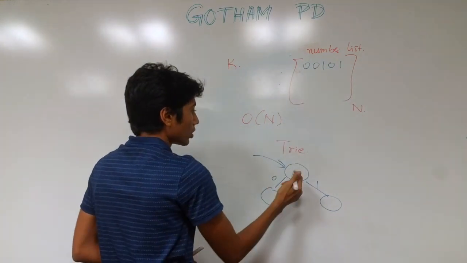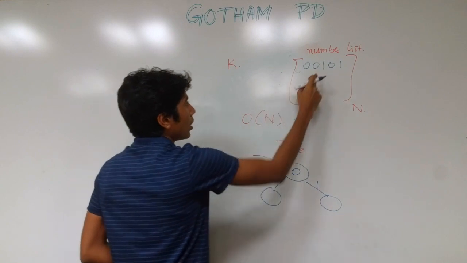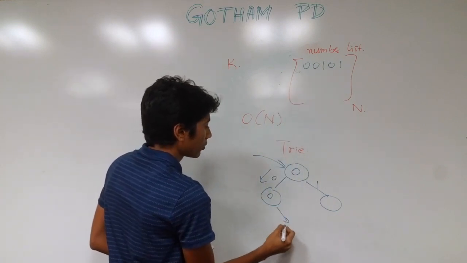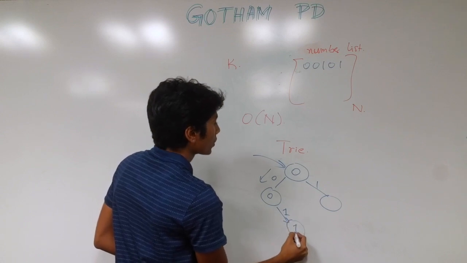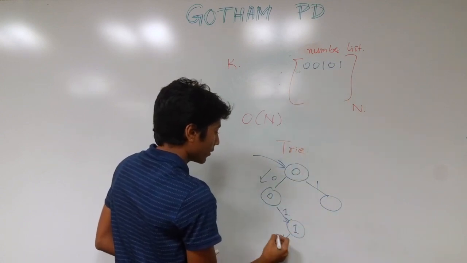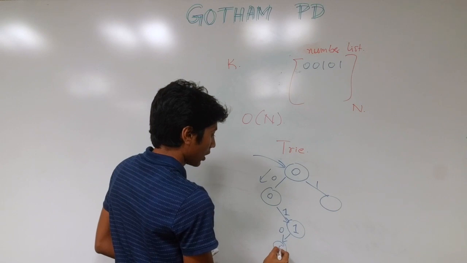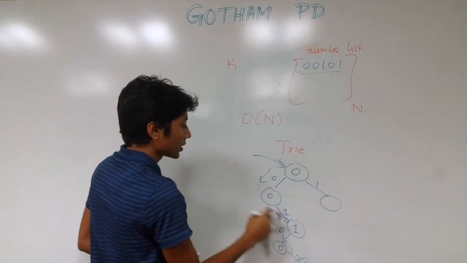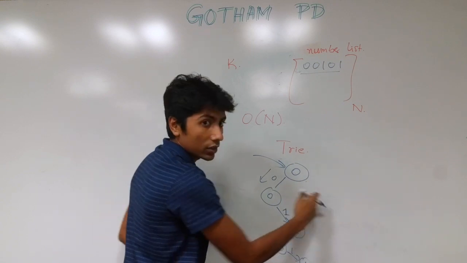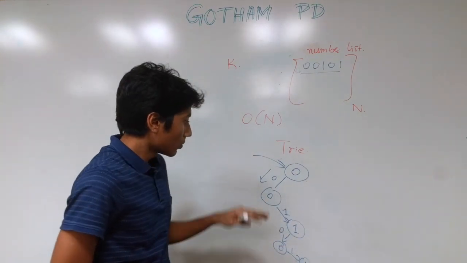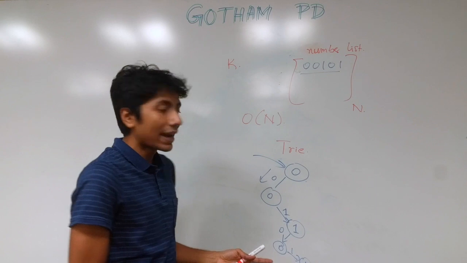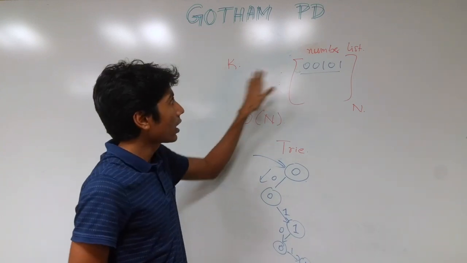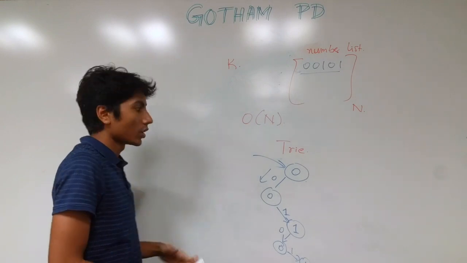You go to the root, put in a 0 here. You add 0, so you go to the left. Then you go to the right, which is 1 here. Then you go to the left again, which is 0. And then you go to the right, which is 1. So this is this number represented as a Trie. Once you have the Trie, you can find the maximum of K with this list very efficiently.